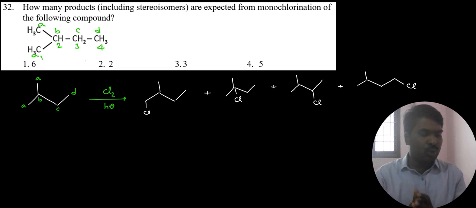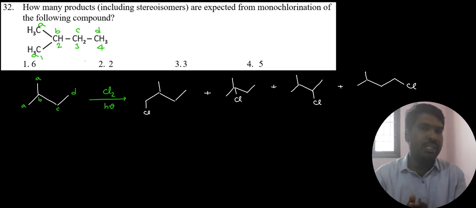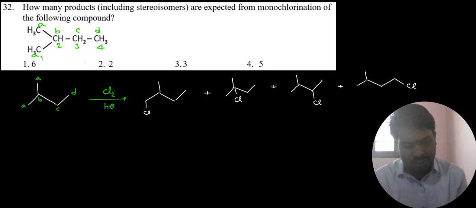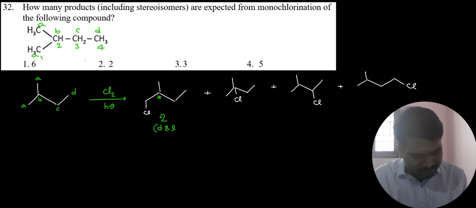Then, how many monochlorinated products are formed? 4 monochlorinated products are formed. I wrote it here very clearly. Now, including stereoisomers, we need to count them. Coming to the first compound, one chiral center is there, and it is an asymmetrical molecule. One chiral center means the formula 2 power n, that is equal to 2 power 1, meaning 2 stereoisomers, that is dextro and levo.